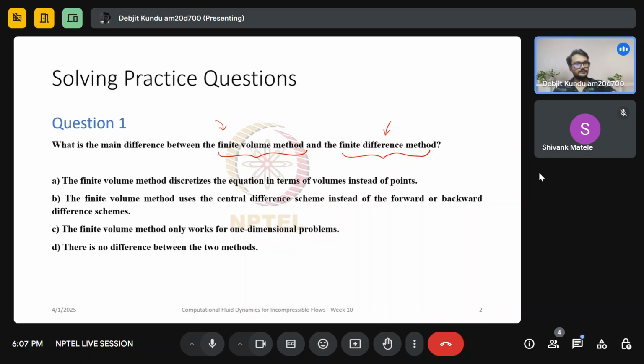So we've got one response in favor of option A, that is the finite volume method discretizes the equations in terms of volumes instead of points. So let's take a look at the solution. It is indeed option A, it's in the name basically. The finite volume method discretizes any given bigger volume like this into smaller volumes. So something like this.